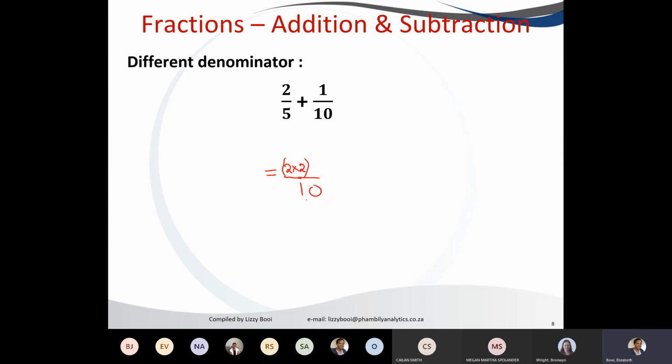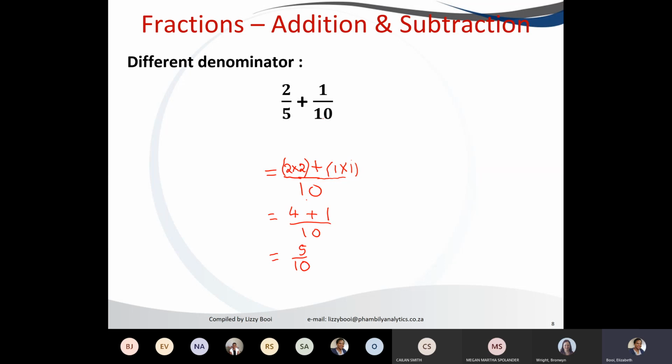5 goes 2 times, multiply by 2 at the top. Plus, because there is an addition, then I do the second part of the fraction. It says 10 goes how many times into 10? It goes 1 time. Then it's 1 multiplied by 1. And the answer will be 2 times 2 is 4, plus 1 times 1 is 1, divided by 10. Which then gives me 4 plus 1 is 5 over 10. And that will be my answer.